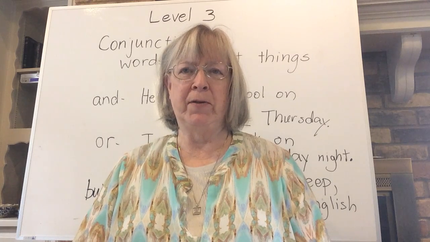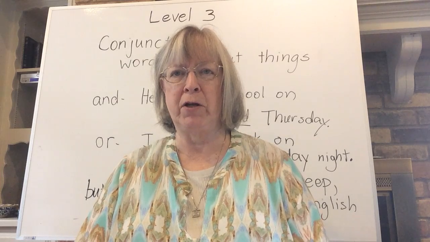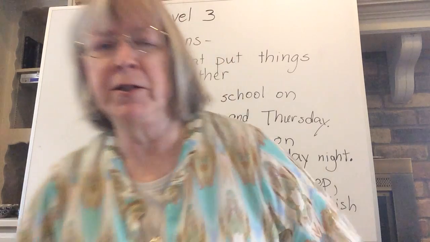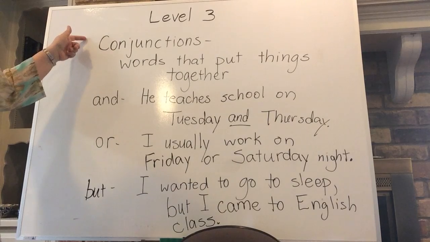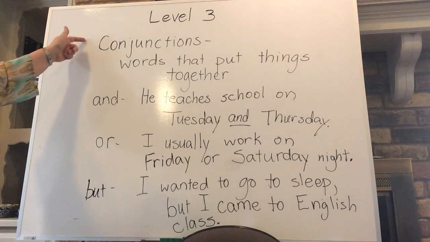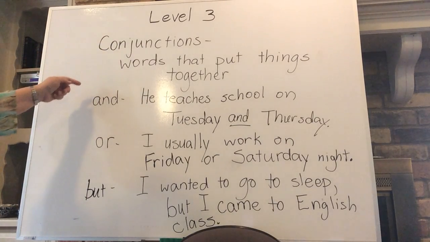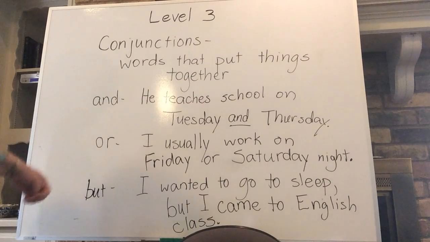Today we're going to do a little work in our book, but first I want to review what Jake talked to you about. He talked to you about conjunctions. Conjunctions are words that join parts of a sentence or groups of words together. They put things together. So the three that we talked about were and, or, and but.